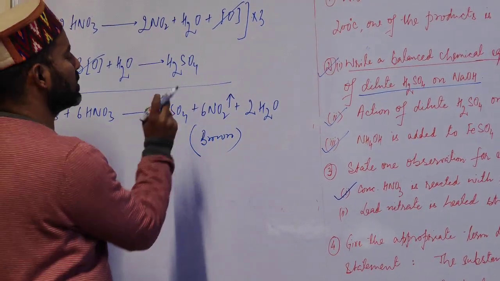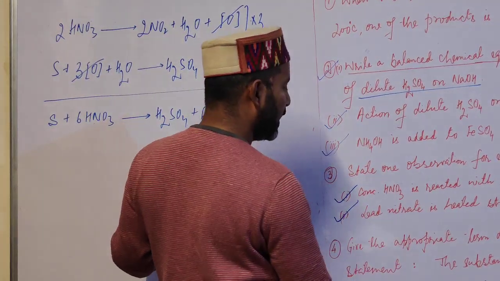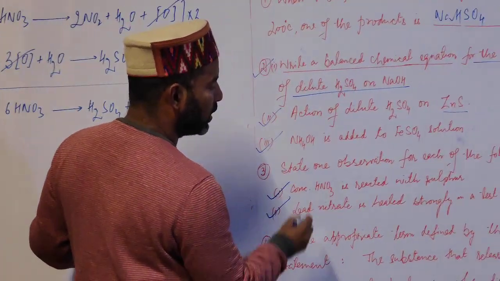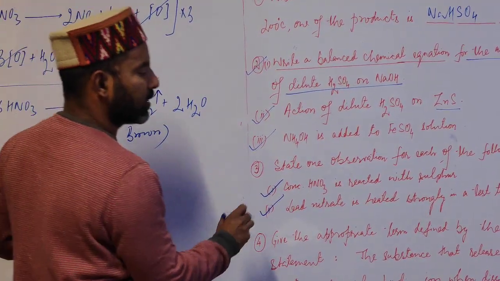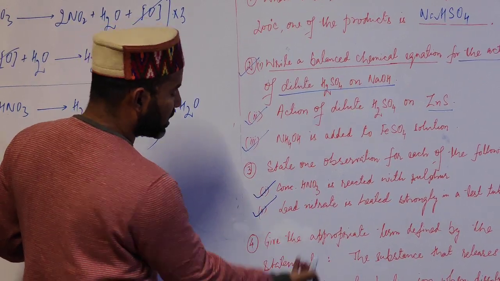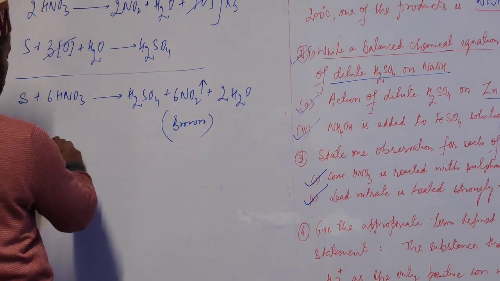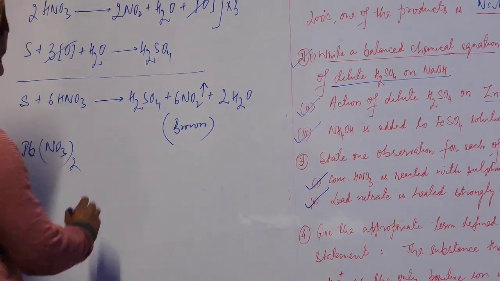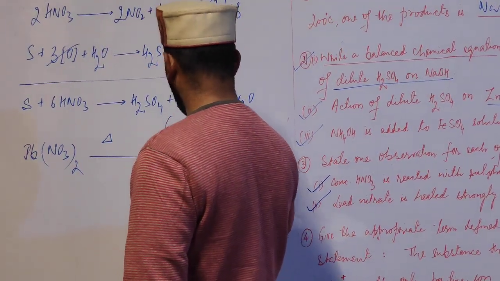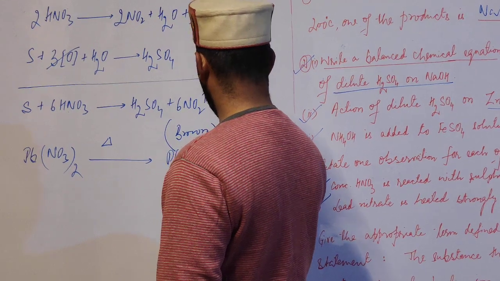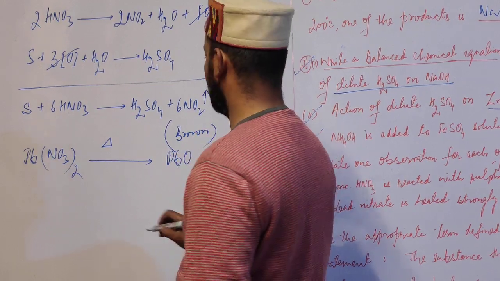So your observation is brown fumes of NO2 are formed. Then lead nitrate is heated strongly in a test tube. Students, this we know that whenever nitrate of a metal which is less active is heated strongly, we get a basic metal oxide. So lead nitrate, Pb(NO3)2. When we heat this, it gives lead oxide, basic lead oxide, plus there will be evolution of NO2 and oxygen.